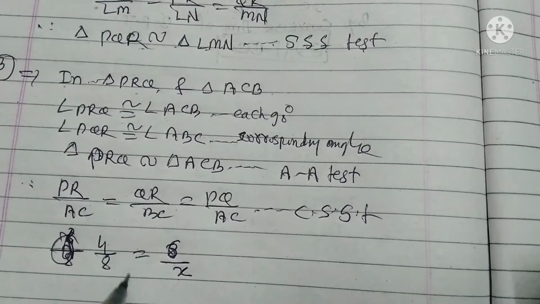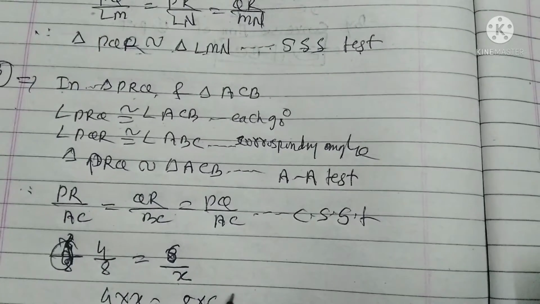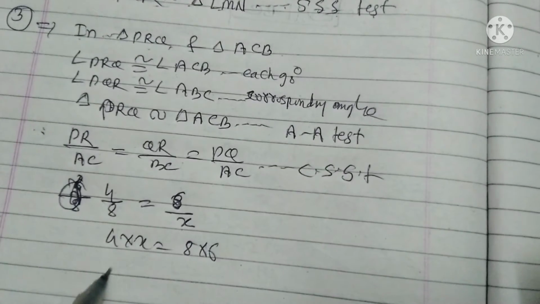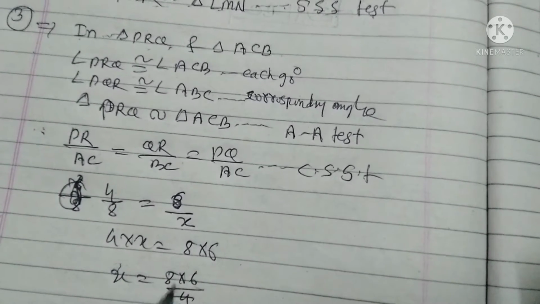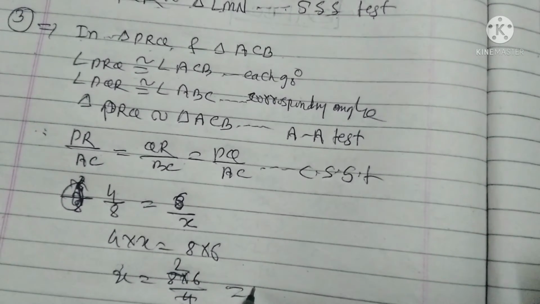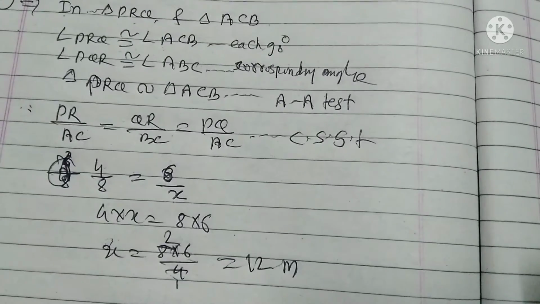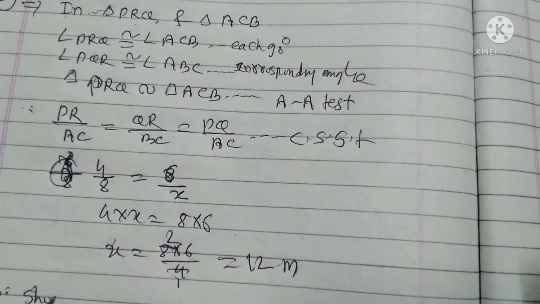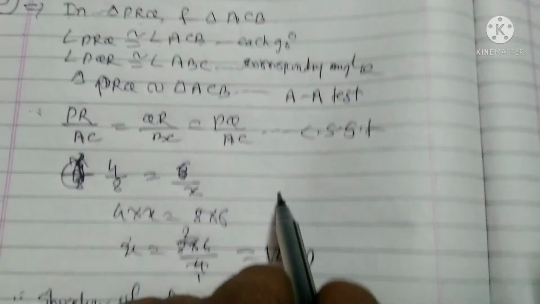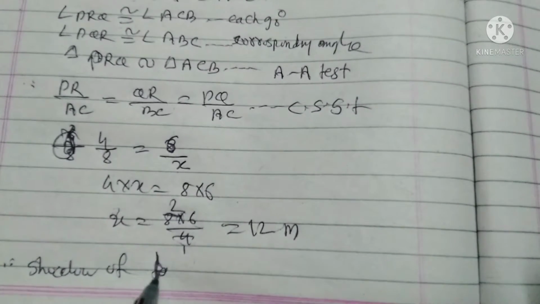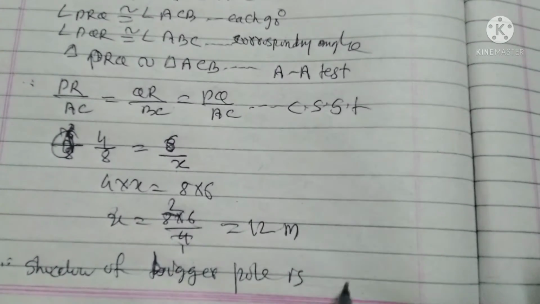So we calculate 4 into X is equal to 8 into 6. So X is equal to 8 into 6 divided by 4. 4 ones are 4, 4 twos are 8, 2 sixes are 12 meters. So we write the answer: the shadow of the bigger pole is 12 meters.